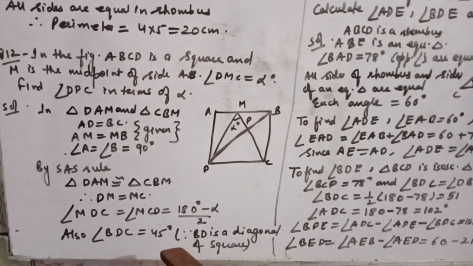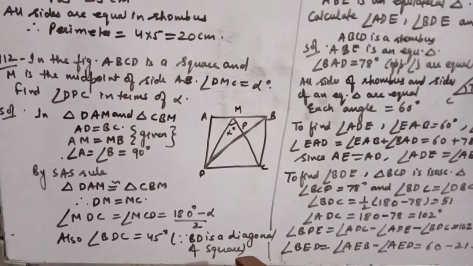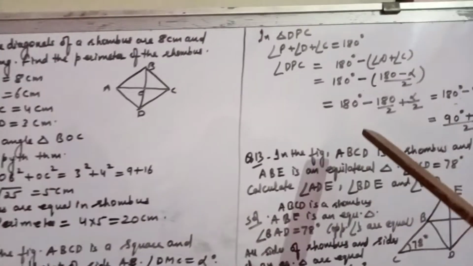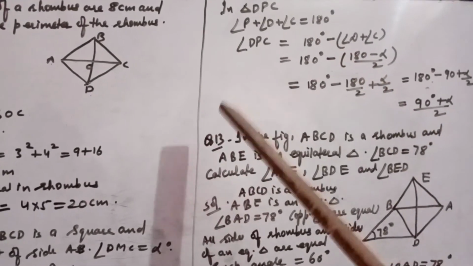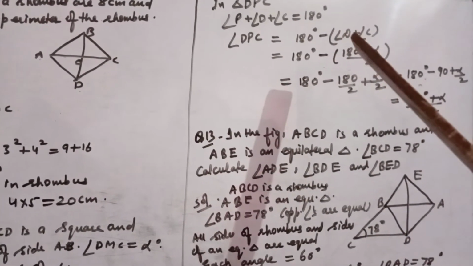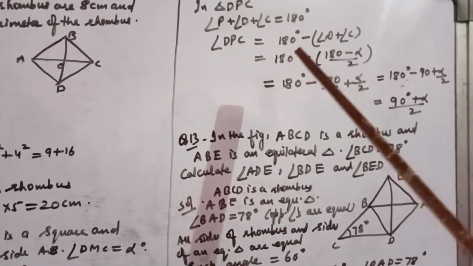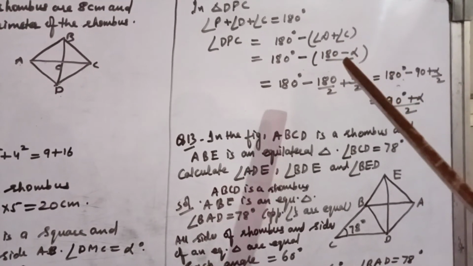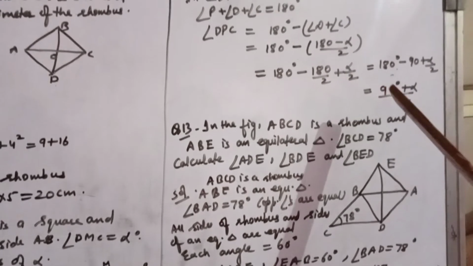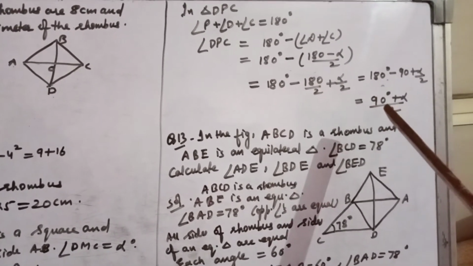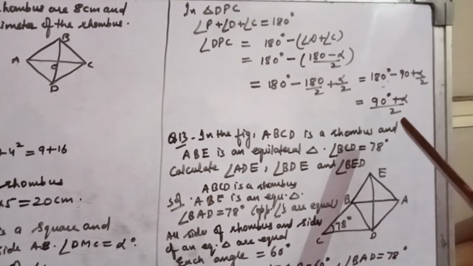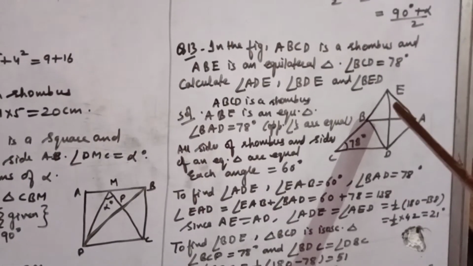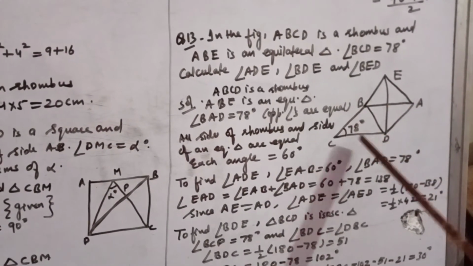Also, angle BDC equal to 45 degrees since BD is the diagonal of a square. Okay. Now, in triangle DPC, sum of angles of a triangle is 180 degrees. So, angle DPC equal to 180 degrees minus angle D plus angle C. And we have found that angle D plus C is 180 minus alpha upon 2. When we solve, we are getting angle DPC is equal to 90 degrees plus alpha upon 2. Clear?